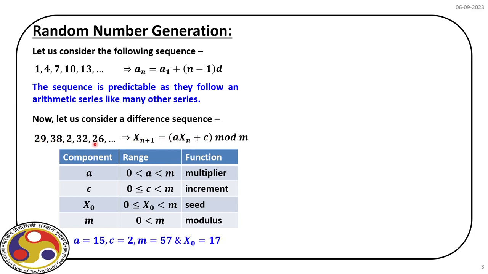Now, in this case, when we simulated these set of numbers, we used a equal to 15, c equal to 2, m equal to 57, and x naught, that is the seed, is 17. Now, how do we do that? I will explain that in a minute. But this model is called the linear congruential generator. So this is a random number generator model, which is linear. Why linear? Because you can see the equation xn plus 1 equals a times xn plus c. That is the equation of a straight line. So it is a linear relation, a linear equation. Why congruential? That I will explain in a minute.